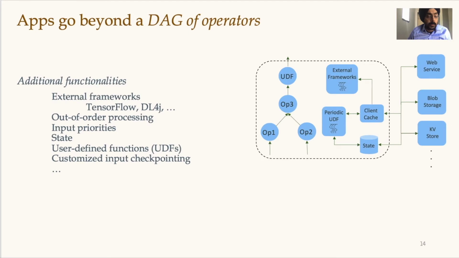The second thing we observe is that apps go much beyond being a directed acyclic graph, or DAG, of operators, which significantly changes their resource requirements. Apps load and use external resource-intensive frameworks like DL4j or TensorFlow. Applications may use user-defined functions, or UDFs, for different parts of their processing logic. Apps may maintain local persistent state using stores like RocksDB, and that state may be replicated to remote stores. Apps may also tweak processing semantics, for example, enable out-of-order processing, customize data consumption behavior, and so on.